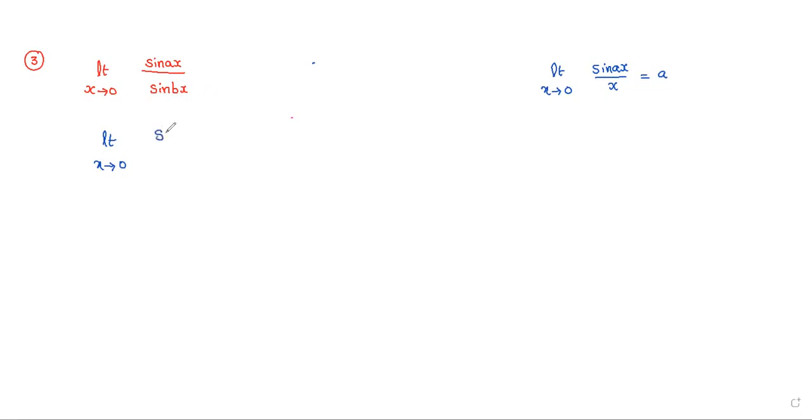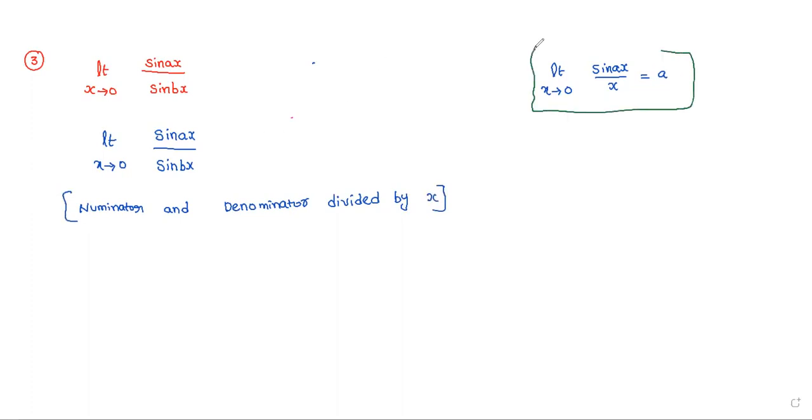So this is the question: sin ax by sin bx. Please observe, we divide the numerator and denominator by x. Why? Because this converts it to the formula.